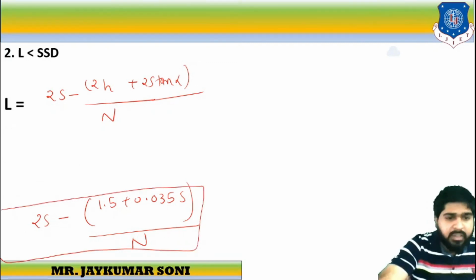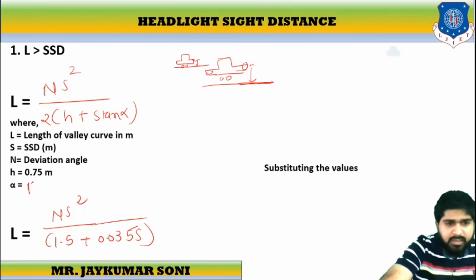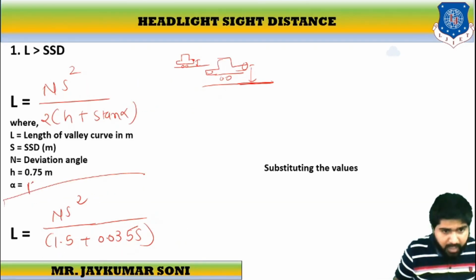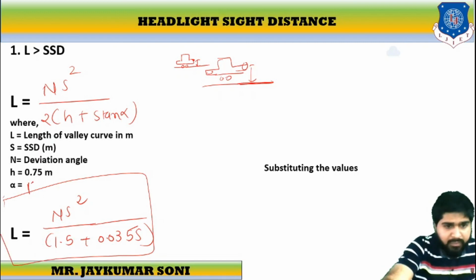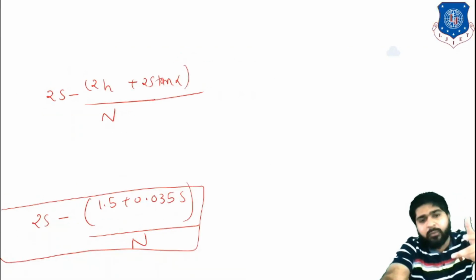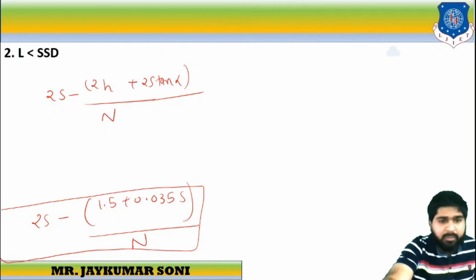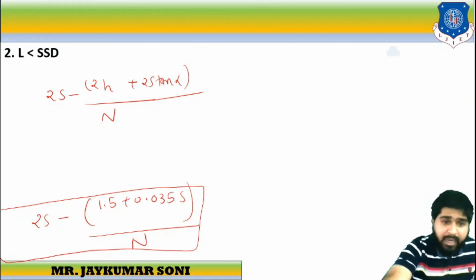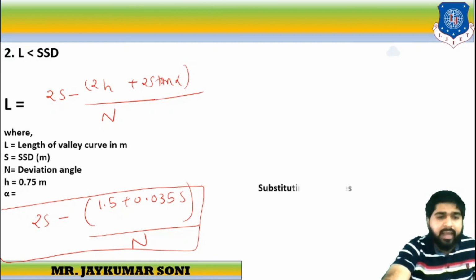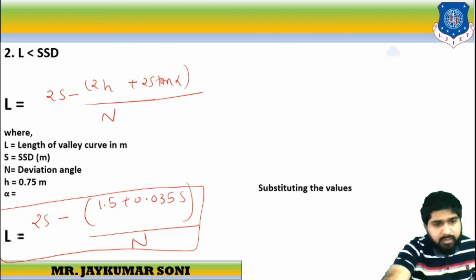See, learn the difference over here. This is the final equation. See, NS square by 1.5 plus 0.035S. If we flip this equation inverse, then 1.5 plus 0.035S will be in the numerator, and N will be in the denominator, and the S square will be converted into 2S.